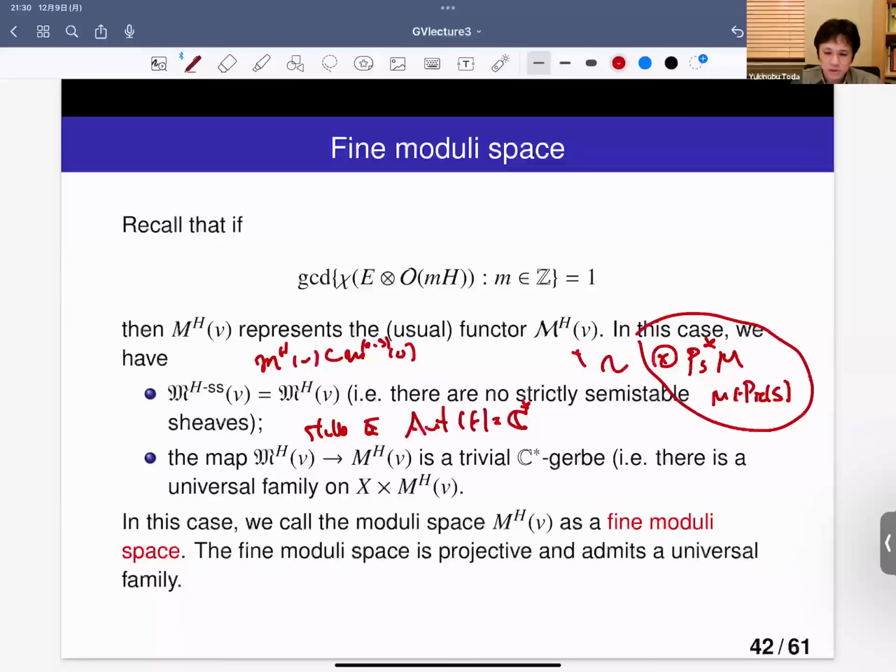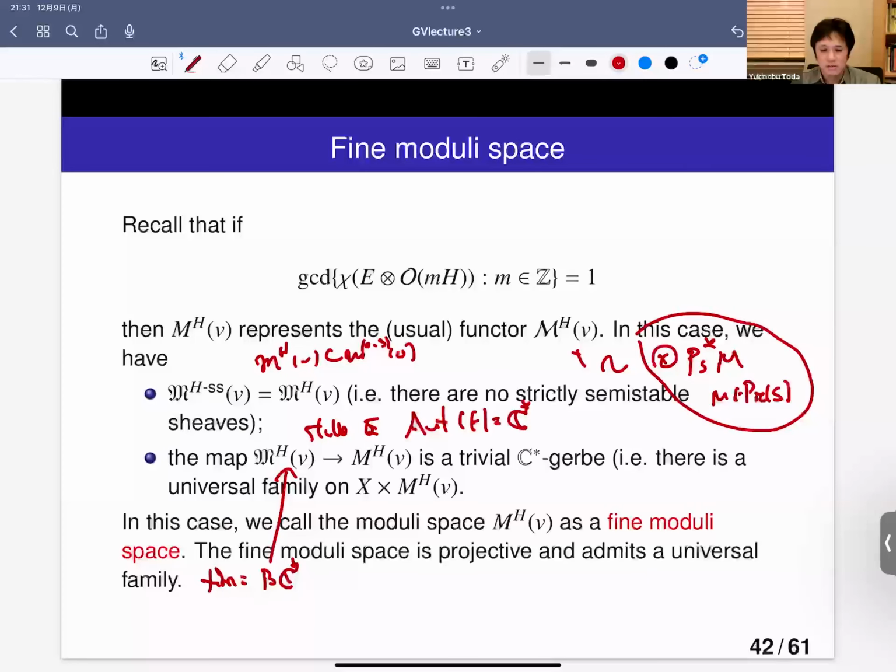So here, on this moduli problem, I don't take this equivalence relation. Here, I take this equivalence relation. So the difference is given by, in fact, a so-called C star gerbe. That is, at each point of this moduli stack, we have the automorphism group, and at each point of this map, the fiber is nothing but BC star. And in general, this map is an étale trivial C star gerbe.